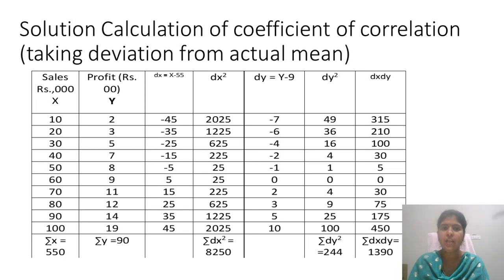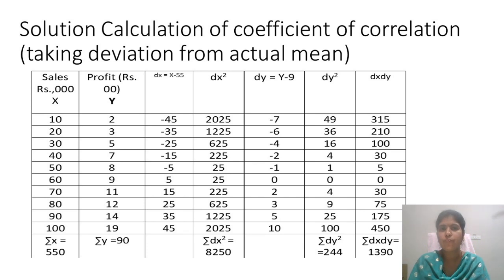Then 5, 15, 25, 35, 45. How did we get these numbers? The first column is the x column, that is 10 minus 55 is minus 45, 20 minus 55 is minus 35, 30 minus 55 is minus 25, 40 minus 55 is minus 15, 50 minus 55 is minus 5, 60 minus 55 is 5, 70 minus 55 is 15, 80 minus 55 is 25, 90 minus 55 is 35, 100 minus 55 is 45.